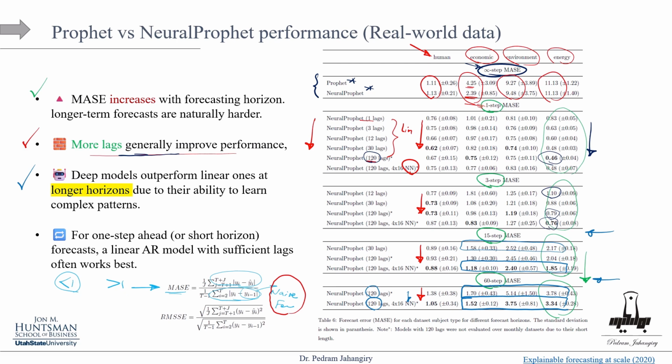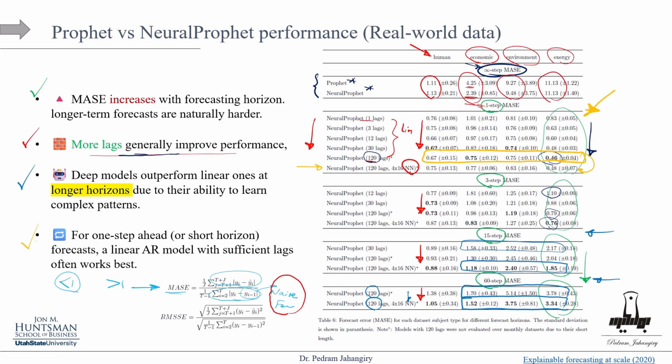But for shorter term horizons, like 1 step ahead, let's use Brown. It seems that we didn't need to go with the neural network version. A linear version is outperforming your neural network, right? And that's what we're saying. For 1 step ahead or short horizon forecast, a linear AR model with sufficient lags often works better.